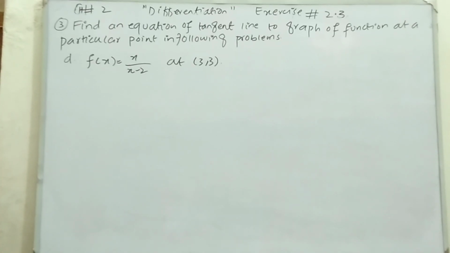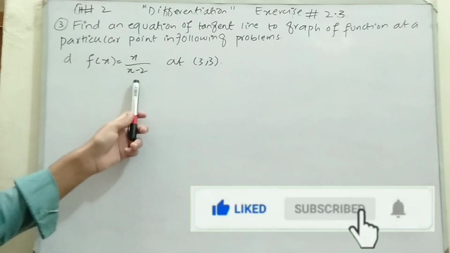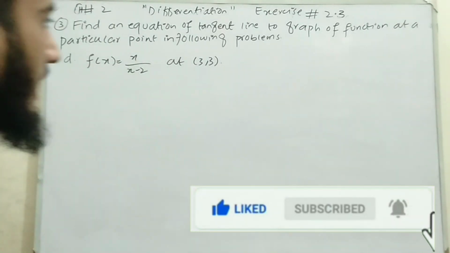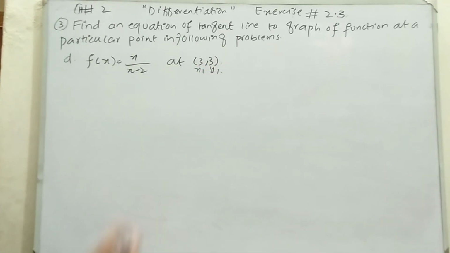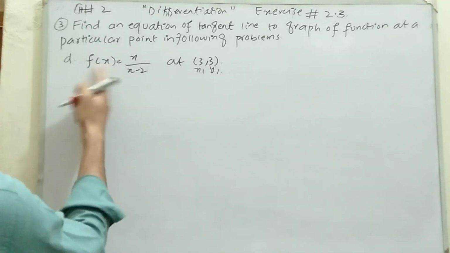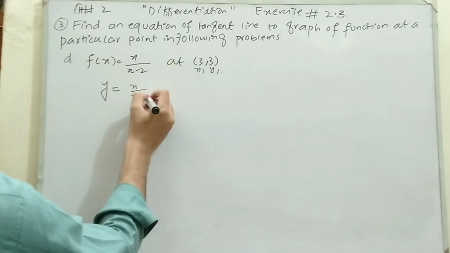Now move toward part number D, which is the last part of today's lecture. Question number 3. F of x is equal to x divided by x minus 2 at the point 3 and 3. This is x1 and this is y1. Now we are going to find the derivative of this function, which is equal to the slope.